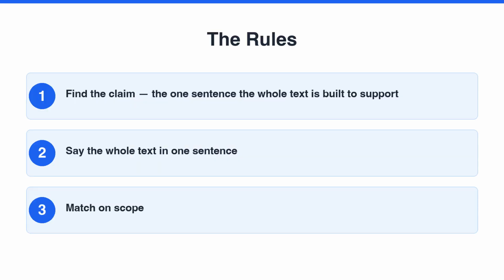Here is the system I just used. Check 1. Find the claim, the one sentence the whole text is built to support. It sits after a pivot like but, yet or in fact, or it waits in the final line. Check 2. Say the whole text in one sentence, your own words, before you read a single choice. Check 3. Match on scope. Keep the choice that covers your whole prediction and cut the 3 traps, too narrow, too broad, and distorted.